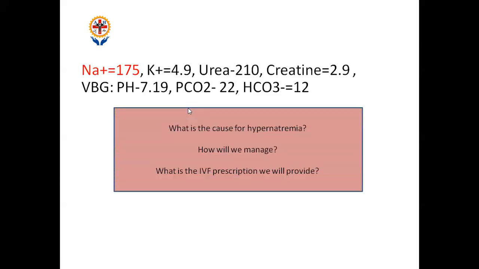So that is about your hypernatremia. Any doubts in hypernatremia? I think people understand what I'm talking about in hypernatremia management. There are no formulas here. It's just simple: you need to give 1.25 to 1.5 times the maintenance. That's all. There's no need to calculate anything here. So just start with 1.5 times.